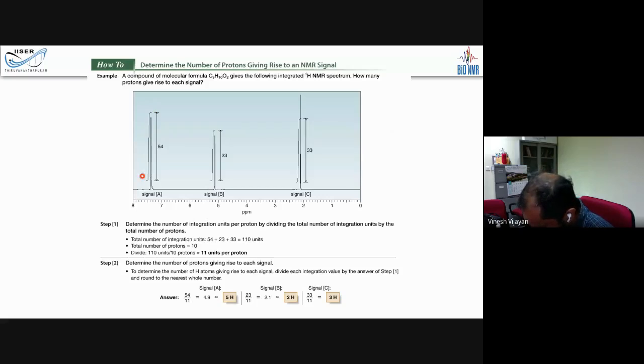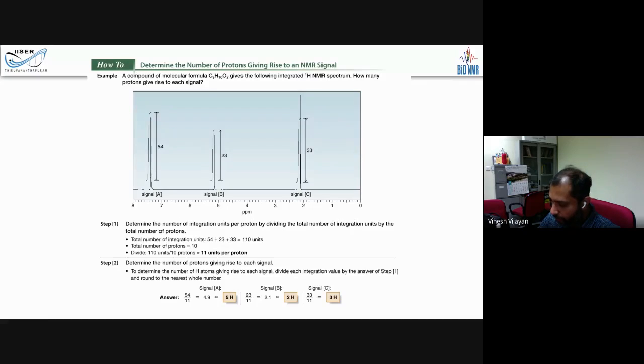This integral, you see it this way. This integral tells you that this signal has been integrated, that the area has been found. Now, what is that area? That is given by 54 for signal A, 23 for signal B, and 33 for signal C. I told you the area under the curve is proportional to the number of absorbing hydrogens of that signal. So, 54, 23, and 33.